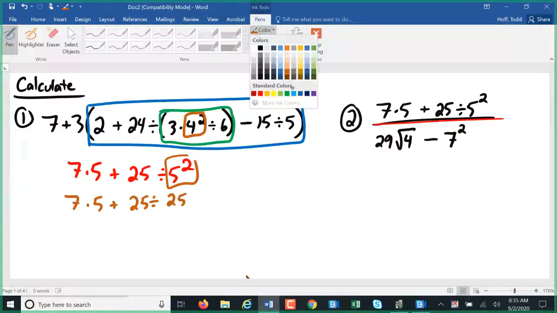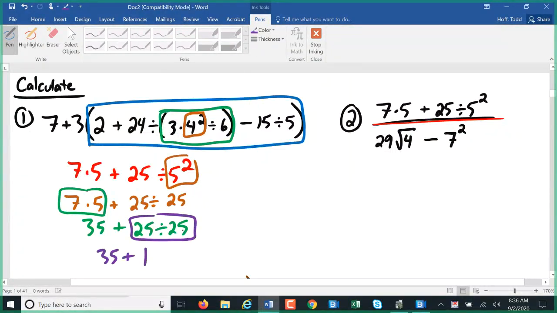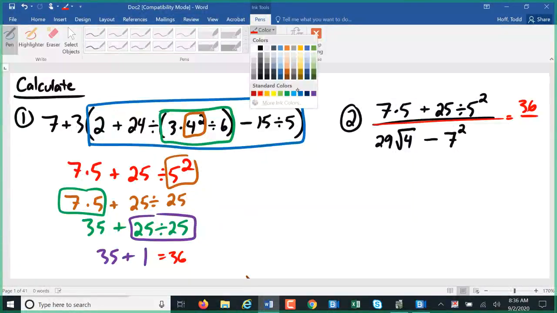Now I have multiplication and division. I'm going to go left to right. 7 times 5 is 35. Then we have the 25 divided by 25, which is 1. And finally, 35 plus 1 is just 36. So the top of that fraction comes out to be 36. Let's do the bottom of the fraction.